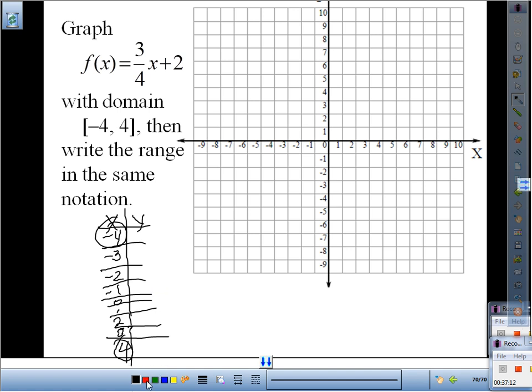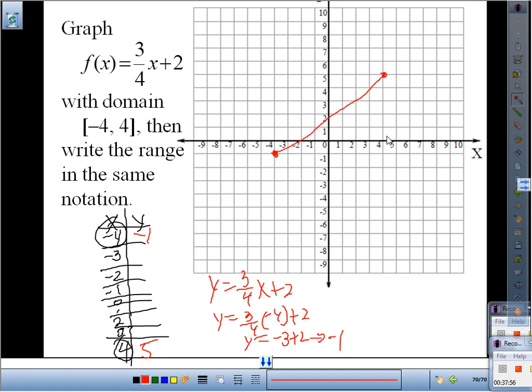So I'm going to start with this one, -4. So I write y equals 3/4 x plus 2. I change it to y because some of you get confused with f of x for right now. So y equals 3/4 times -4 plus 2. Y equals -3 plus 2. So this is -1. So my point is (-4, -1). And if you substitute 4 in there, that gives us 5, which is (4, 5). And that's how you graph your function.